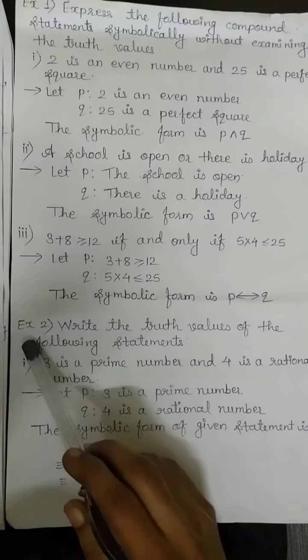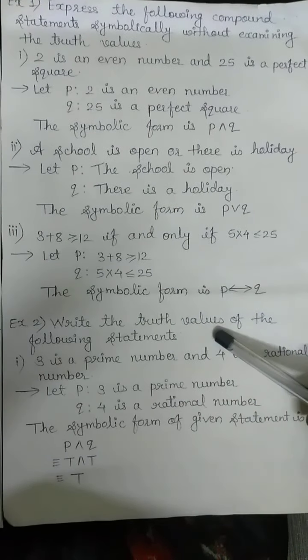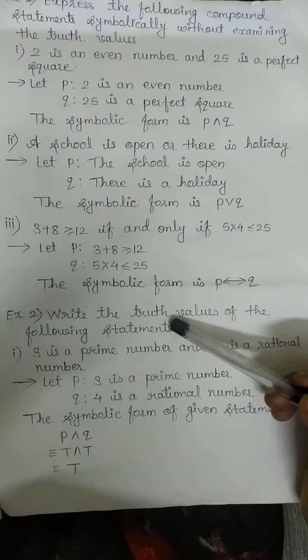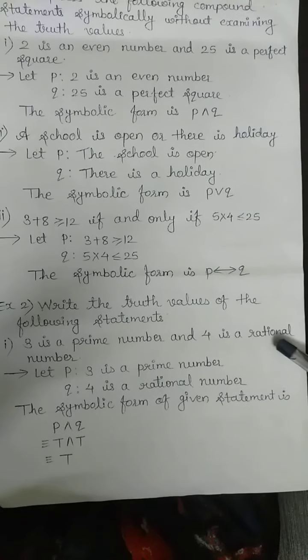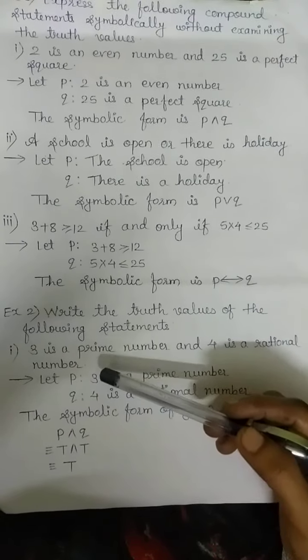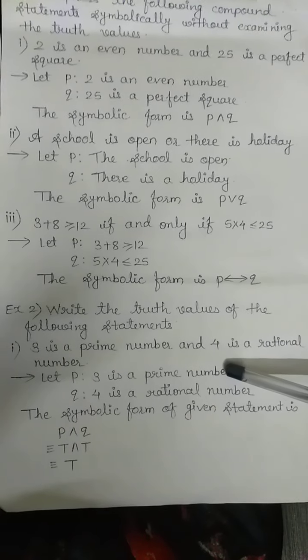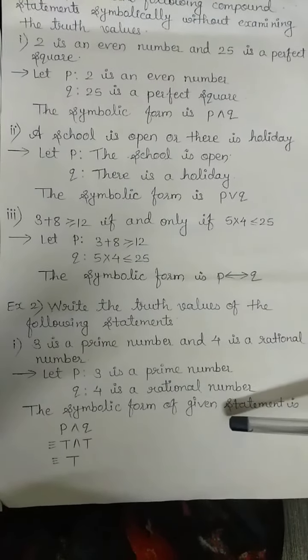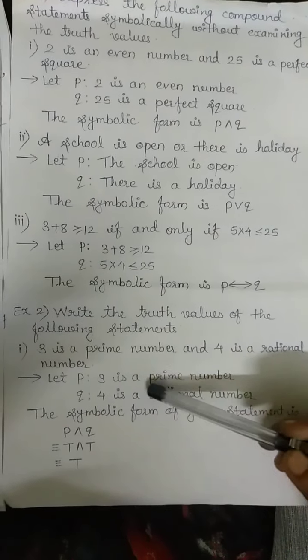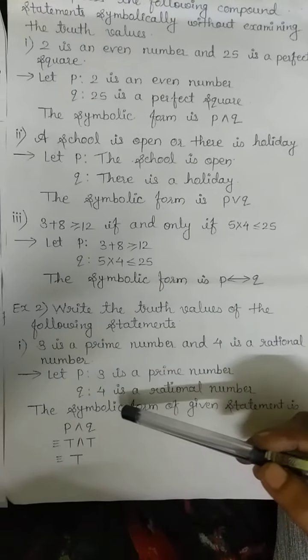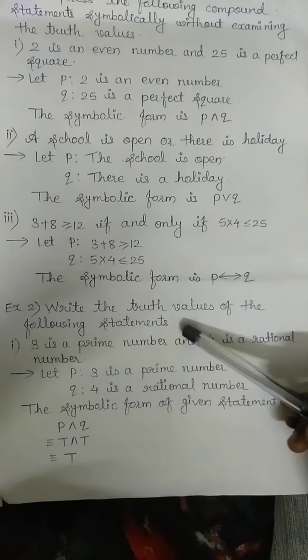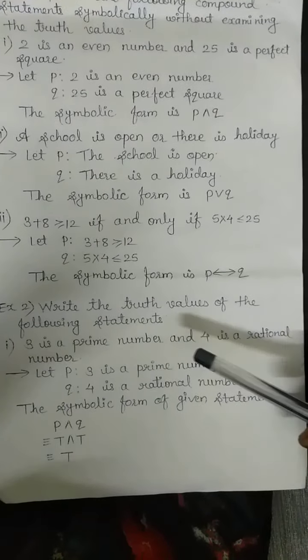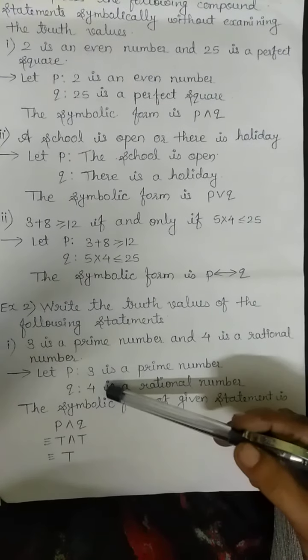Now we consider the second example. Write the truth values of the following statements. First one: 3 is a prime number and 4 is a rational number. Here also first we will write this compound statement in terms of two simple statements, and then we will write the symbolic form, and finally we will find the truth value for that symbolic form. So P: 3 is a prime number, then Q: 4 is a rational number. Since AND is the logical connective used, the symbolic form will be P and Q.